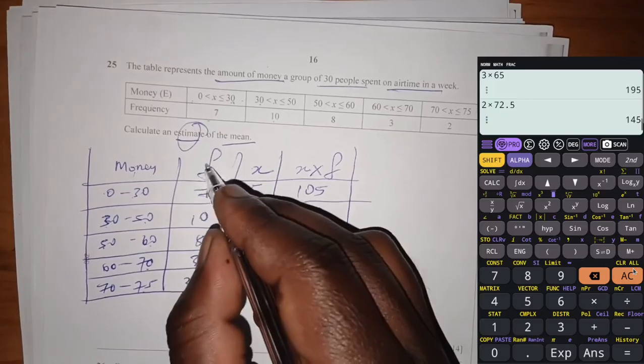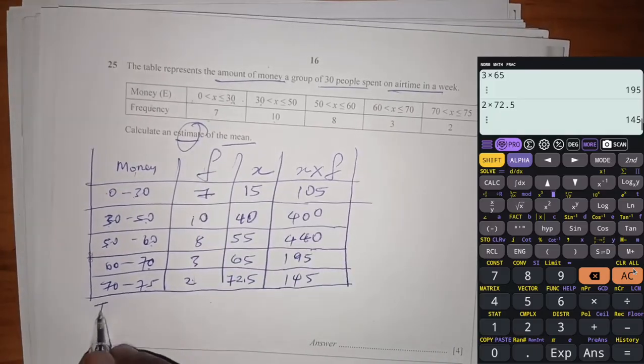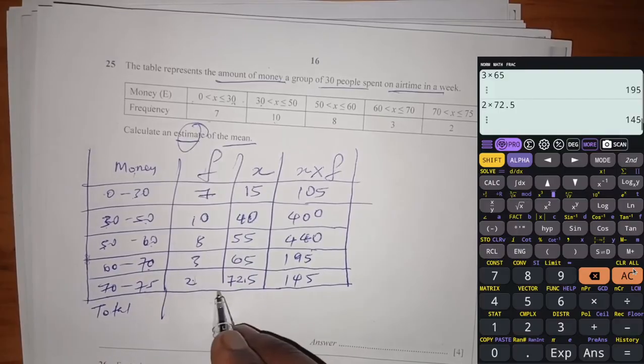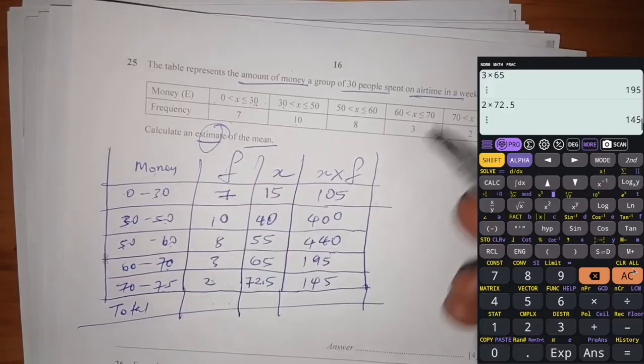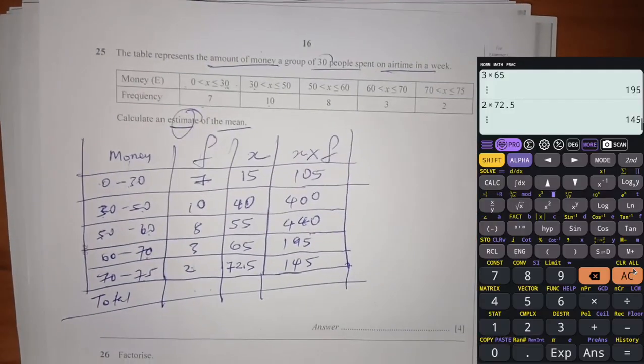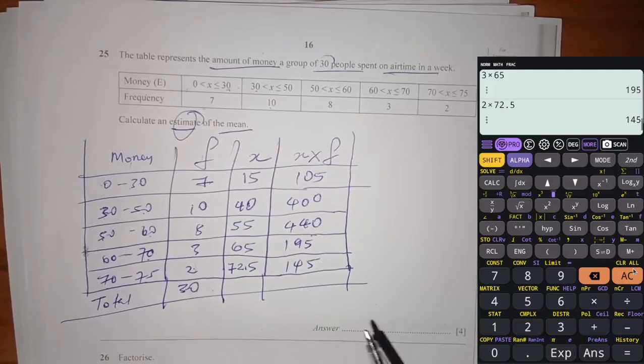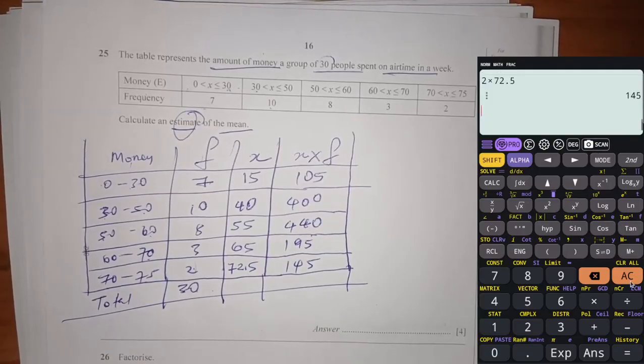Now let's add. We need to add the frequency. So the total, or rather the sum, of the frequency. This one, we were already told it's 30. You can confirm it on a calculator, but there's no need to confirm this one. It's 7 plus 10 plus 8 plus 3 plus 2, and it's giving me 30. Now let's do the other one.